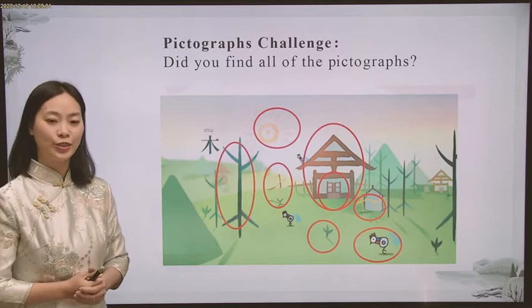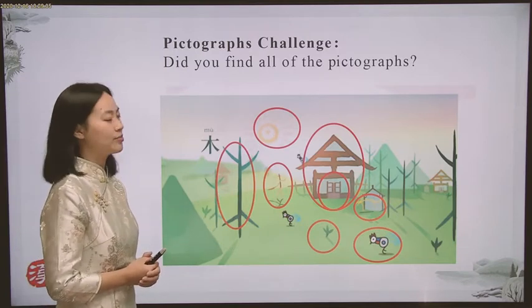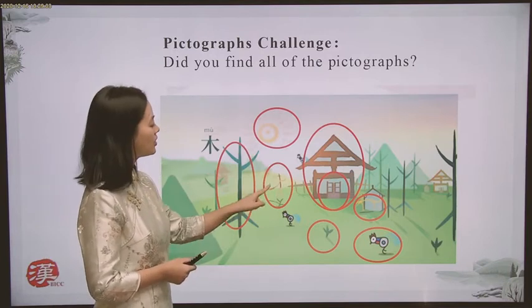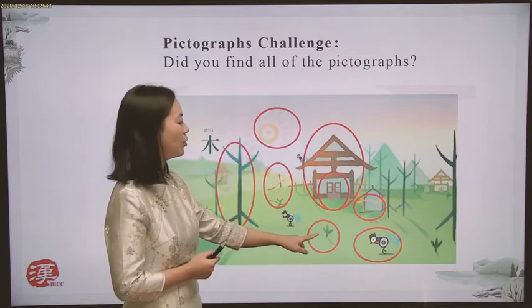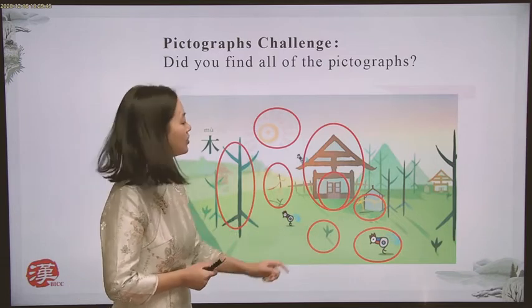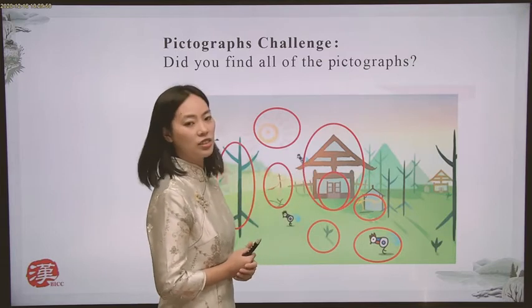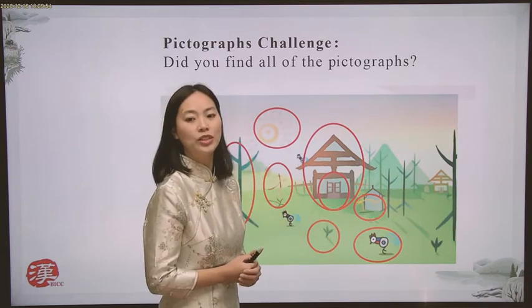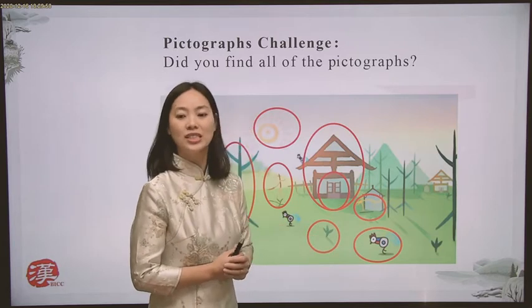Did you find them all? This is mu, which means tree. This is yu, which means sun. This is fu, which means man. This is hao, which means grass. This is men, which means door. This is she, which means house. This is quan, which means dog. And this is ji, which means chicken.